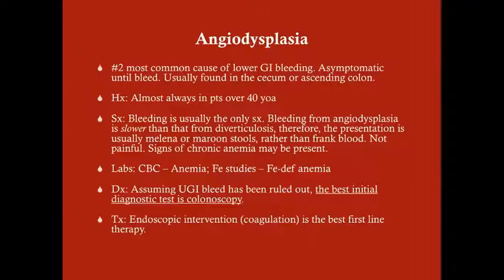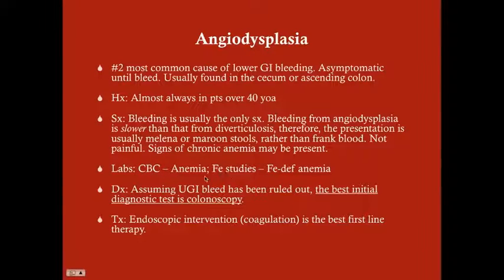And so this is blood that will be in the intestine for a while, and it may even be slow enough to the point where the patient doesn't even notice it. So presentation is usually going to be melena or maroon stools. Signs of chronic anemia may be present, and that's also because the patient may not notice it. They may have had a bleeding angiodysplasia for a while, and they just haven't noticed it until they notice melena or maroon stools or whatnot. This, again, is not painful. You don't have any fibers in the colon.